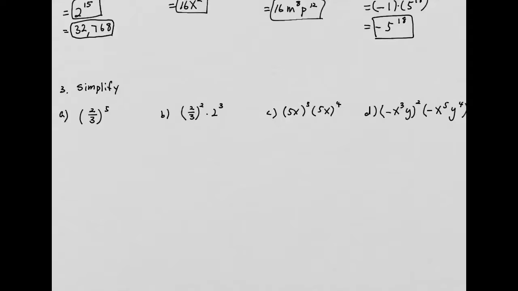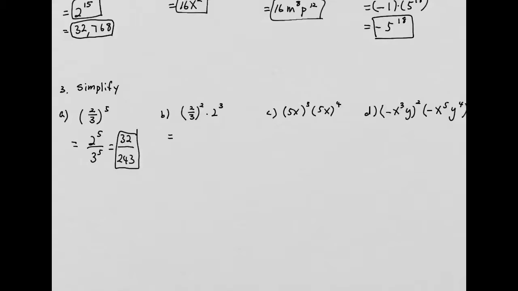Example 3, we're still simplifying using those rules. So we said that we can distribute an exponent when it's multiplication and division. So this one you can distribute the exponent to the numerator and denominator, which you get 2 to the 5th exponent, is 32. 3 to the 5th exponent is 243.